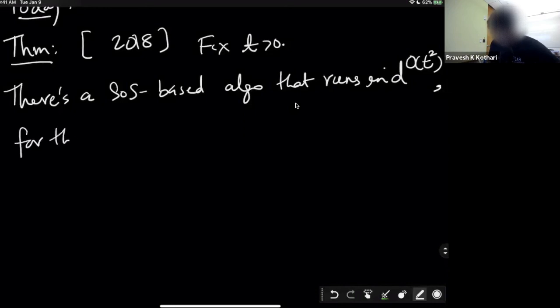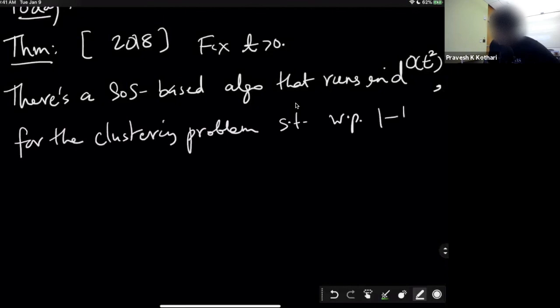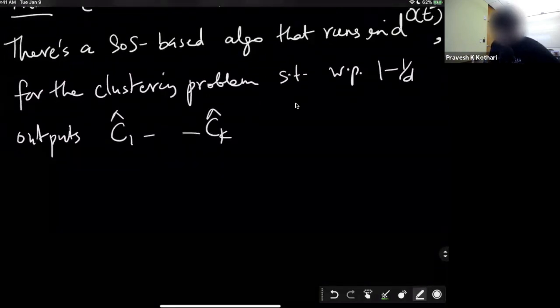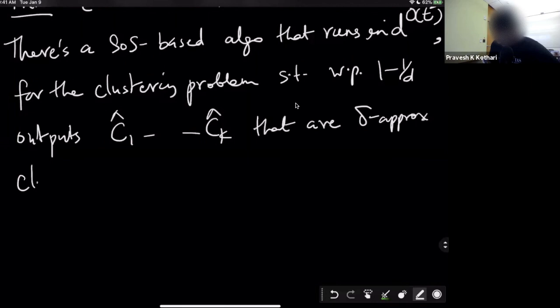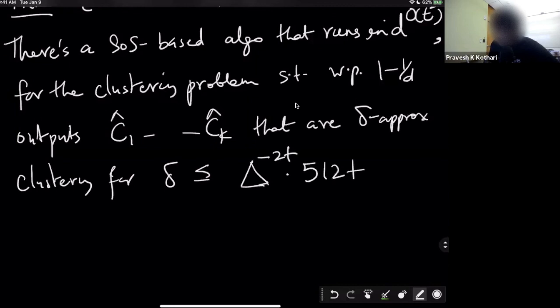For the clustering problem, such that with probability at least 1 minus 1 over d, it outputs the good c hat k's that are a delta approximate clustering for some delta which is smaller than capital delta to the minus 2t. We'll interpret this expression in a second, but I'll just write it down first.